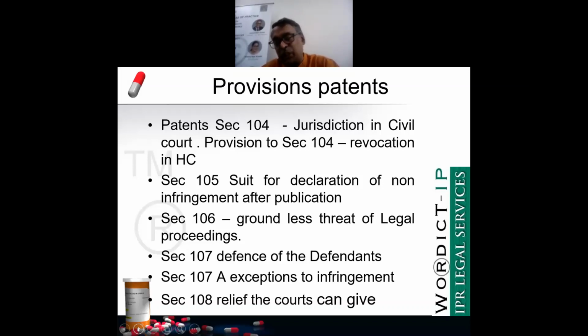107A is an exception to the infringement. Now, many of the cases have been appearing for the defendant, especially for the active pharmaceutical ingredients manufacturers in Hyderabad, who manufacture this active pharmaceutical ingredient, which is like a bulk drug. So what the bulk drug does is it is like a vehicle which takes the actual drug to the relevant place in the human body.